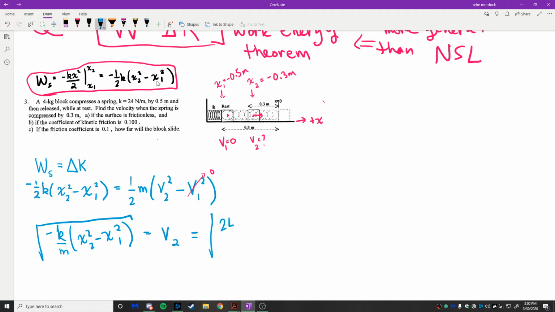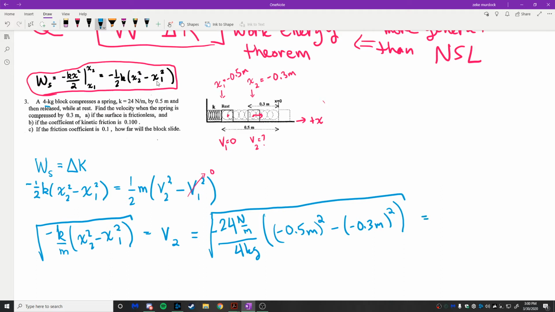So k is 24 newtons per meter divided by the mass, which is 4 kilograms. And there's a negative sign out here. This is multiplied by x2 squared, which was negative 0.5 meters, squared, and then minus negative 0.3 meters squared. And that should give us our velocity. 24 over 4 is 6. This minus this is going to be 0.4 squared, which is 0.16.